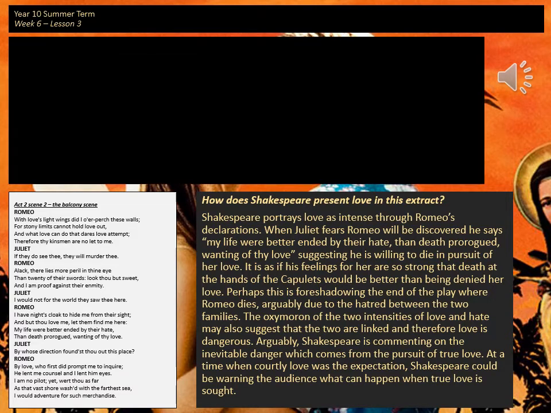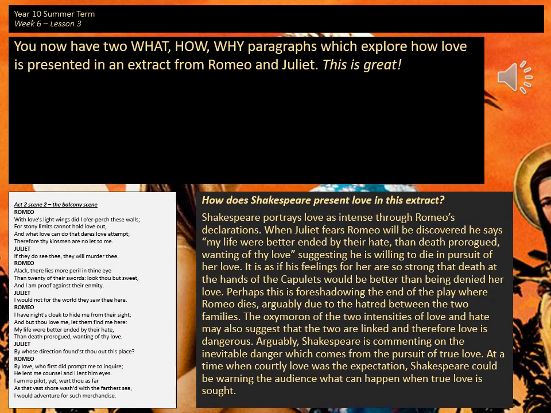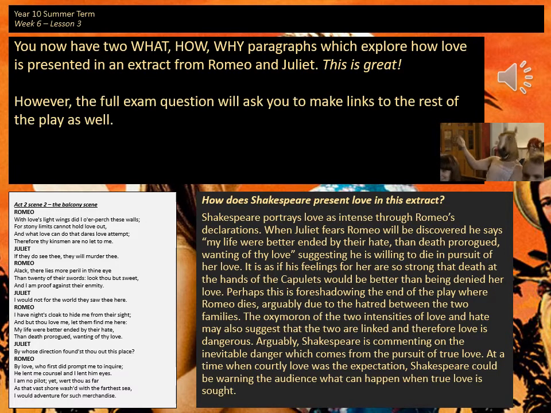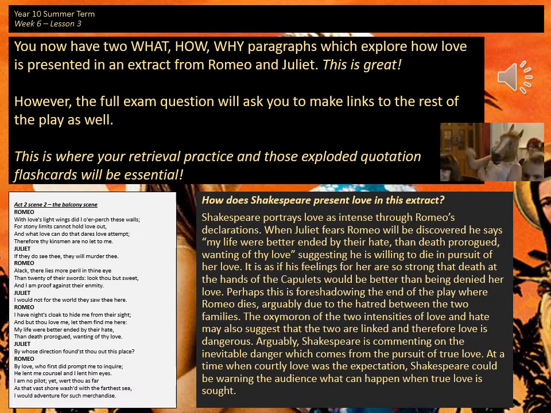From last lesson, you should now have 2 what, how, why paragraphs which explore how love is presented in an extract from Romeo and Juliet, and that's brilliant. However, the full exam question will ask you to make links to the rest of the play as well. So you will have to write about the extract, but you'll also have to make links to the rest of the play. And that is where your retrieval practice and those exploded quotation flashcards will be absolutely essential.